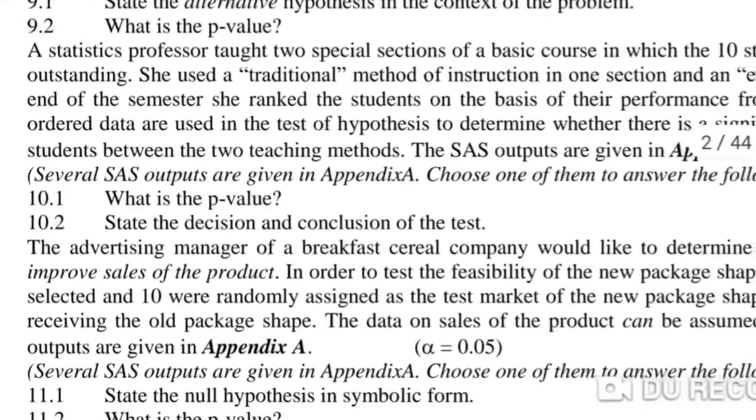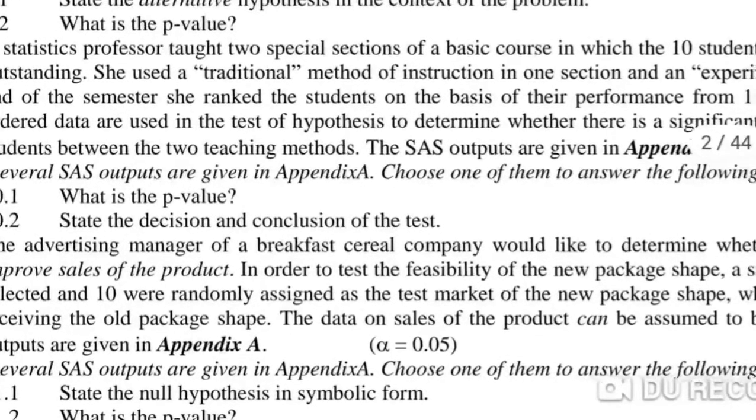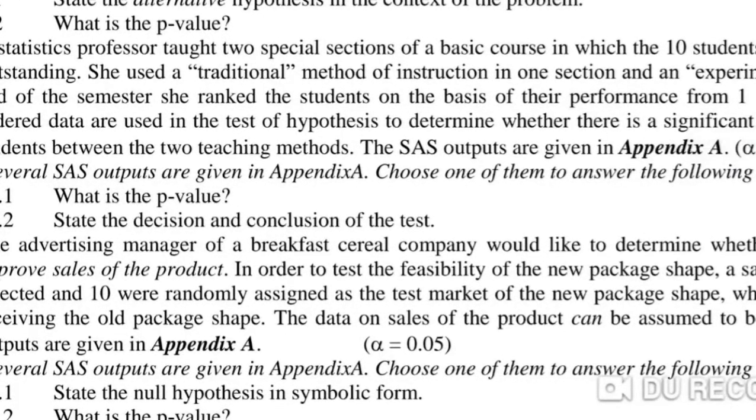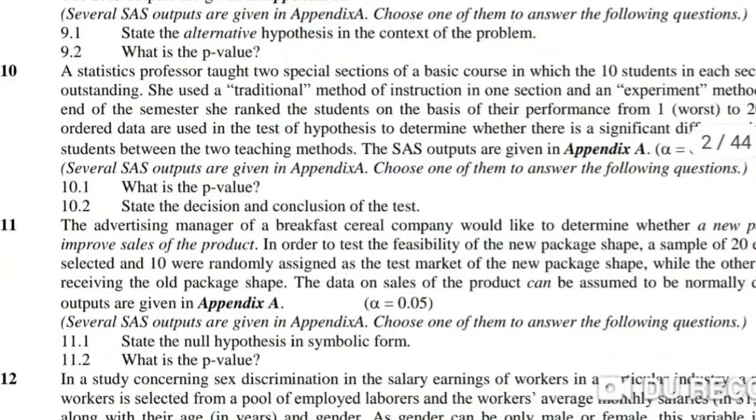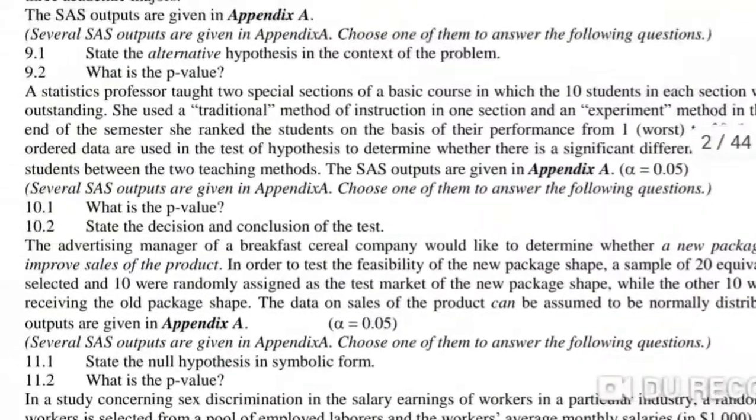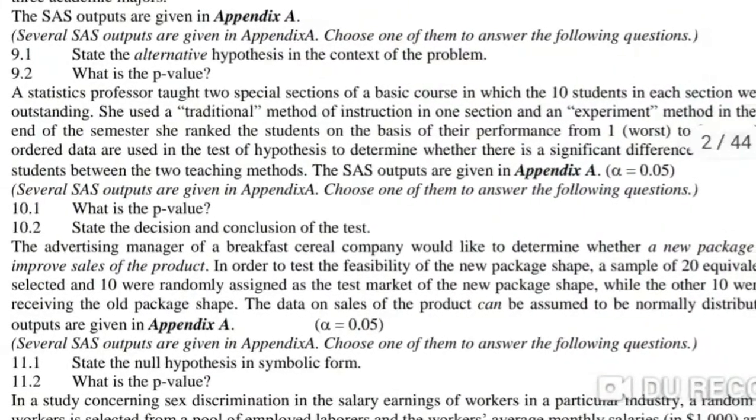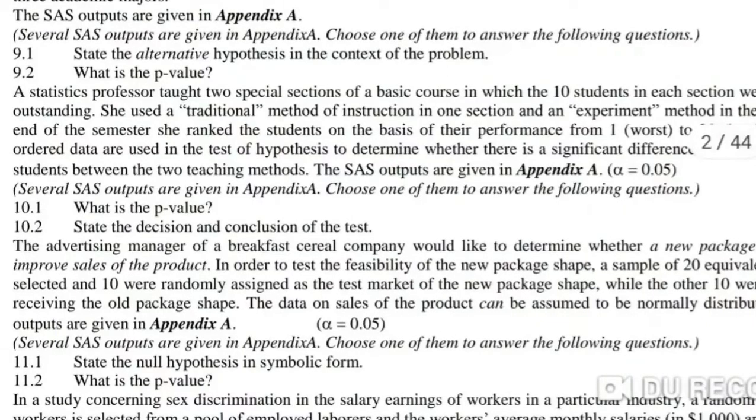10. A statistics professor taught 2 special sections of a basic course in which the 10 students in each section were considered outstanding. 10 students, 2 sections. Okay, she used a traditional method of instruction in one section and an experimental method in another. So 2 different, totally disjoint groups of students. One is traditional, another experiment. So he will measure 2 independent samples.